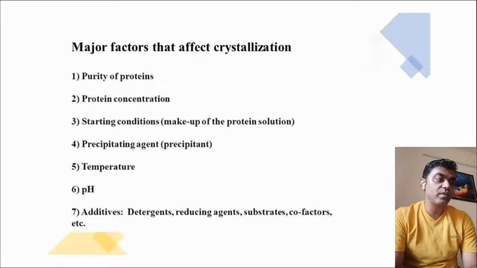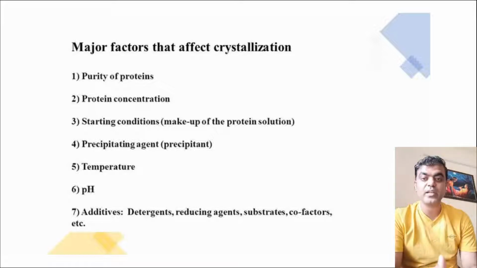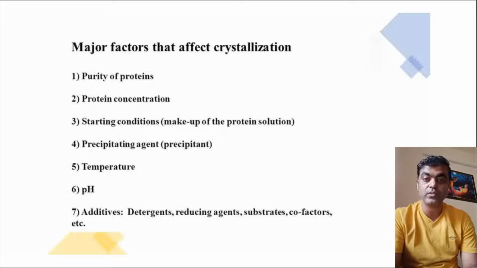Then comes obviously the reagents. The reagents will be like whatever precipitating agent you are using, what is the concentration of it, what is the grade of it in terms of purity. So if there are any impurities in that also, then it may affect the process of precipitation.